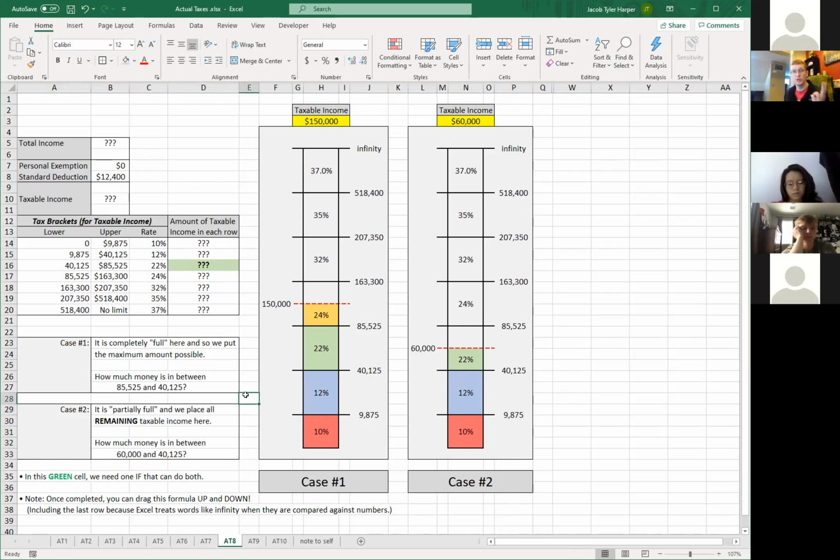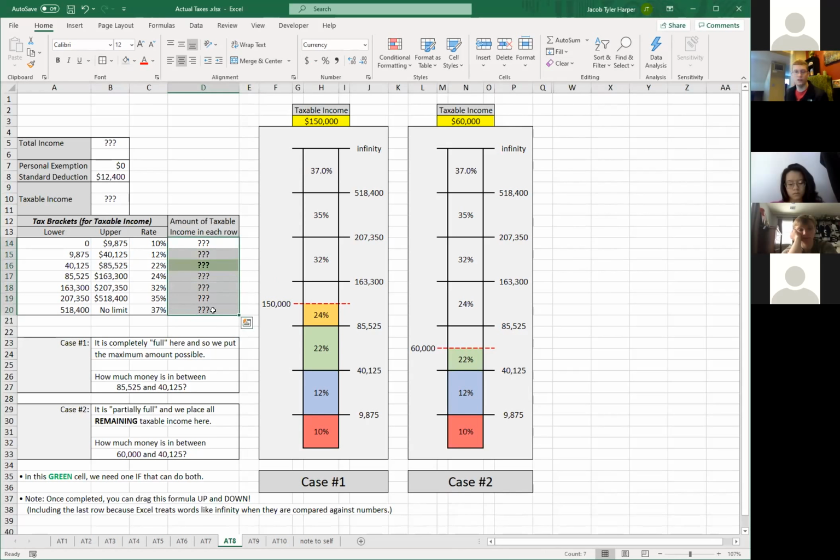So that's two different pieces of arithmetic that could possibly tell me how much money is in this green section, either comparing the two bounds on that section or comparing my taxable income with the lower bound to see how much past it I went. So those are the two cases that I need to build into my one if statement that's going to go right there.